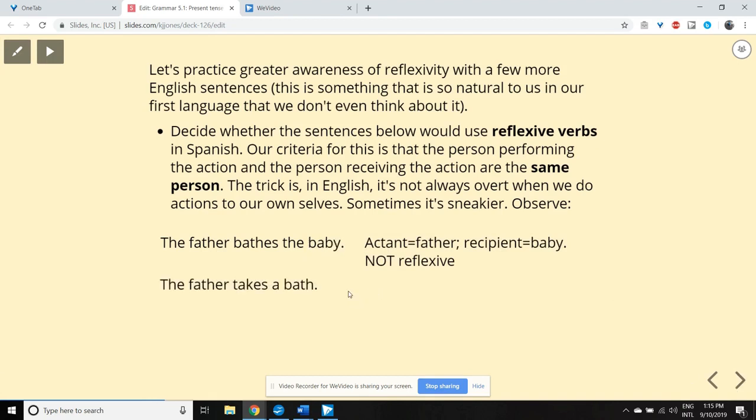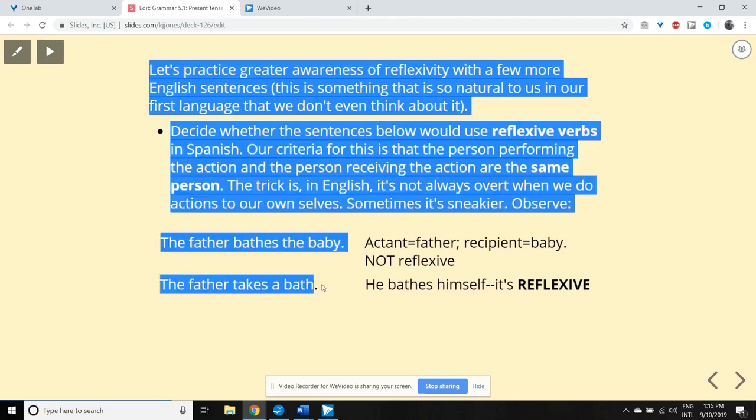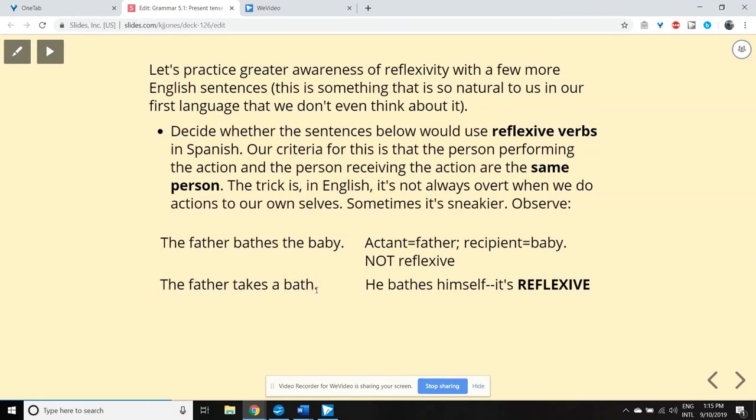But here's a sneaky example. We have the sentence, the father takes a bath. Well, he performs the action, right? And he does it to himself. He bathes himself. He receives the action, even though that's not overt. We don't normally say he bathes himself. But this action truly is reflexive in nature.